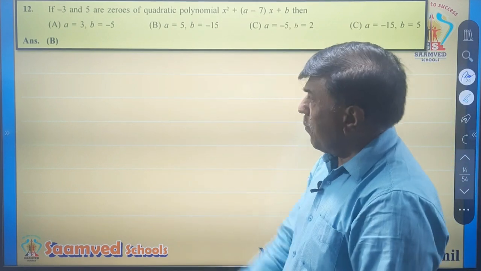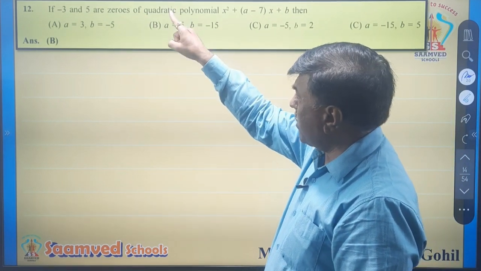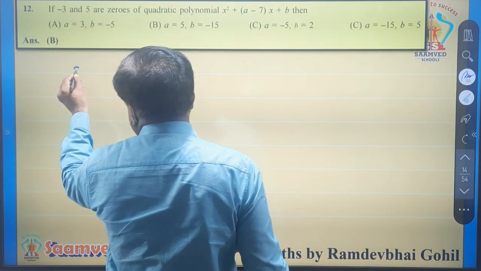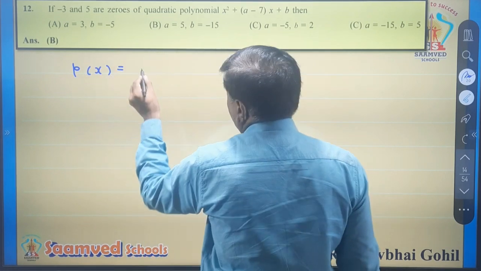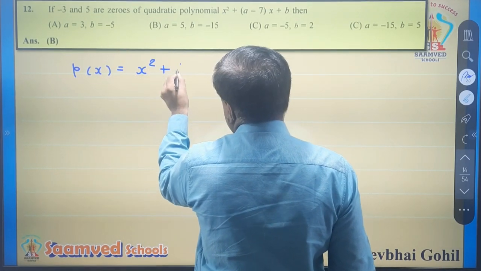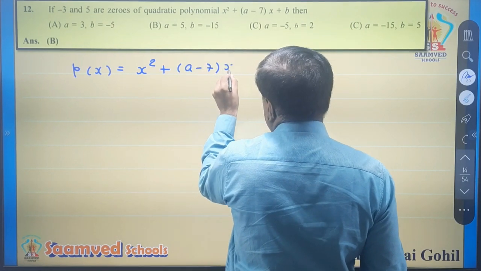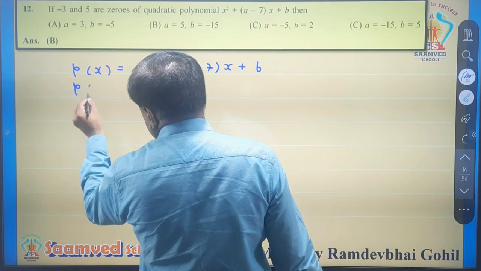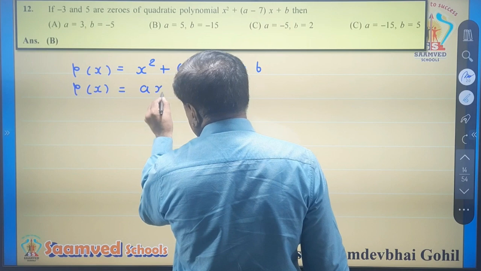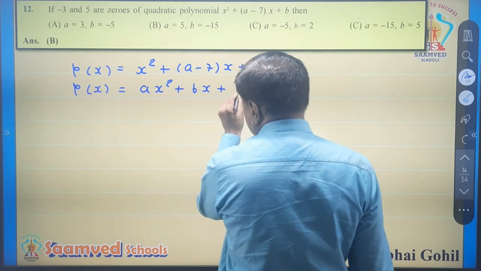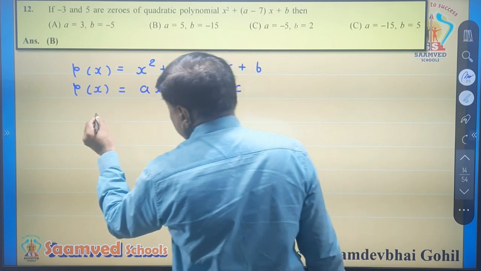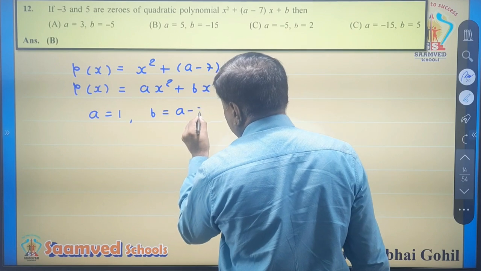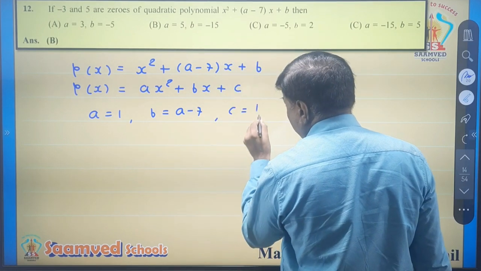Number 12. Minus 3 and minus 5 are zeros of this quadratic polynomial. So, polynomial is p of x is equal to x square plus a minus 7 into x plus b. First of all, compare the polynomial with this general form ax square plus bx plus c. So, we will get a is equal to 1, b is equal to a minus 7 and c is equal to b.